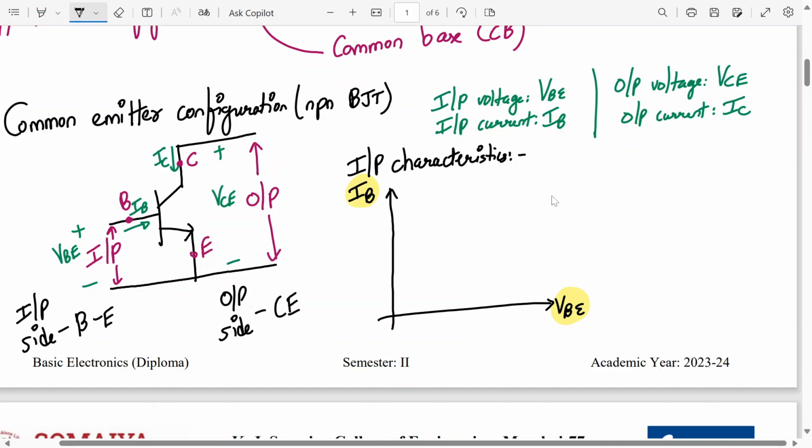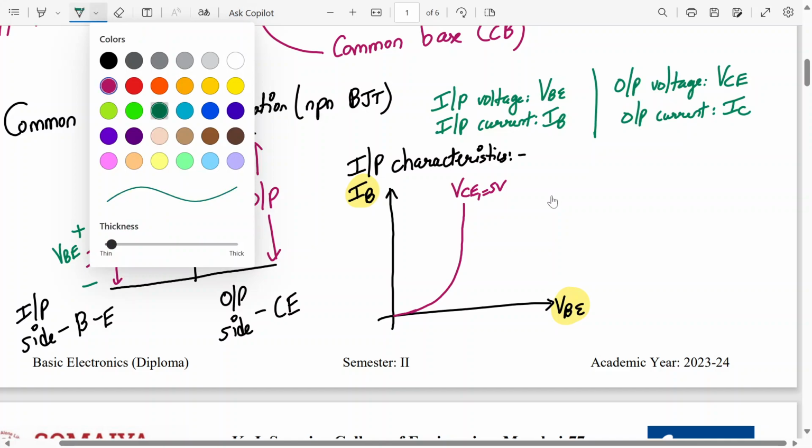So what is my output voltage? VC. Yes or no? So we'll draw this graph. We will draw this graph. It looks like a PN junction diode. ऐसे ये वाला. So this is for one constant value of VC. Let's say VC equal to 5 volt. Now if I increase the value of VC to a higher value, I'll get a second curve, which is like this.